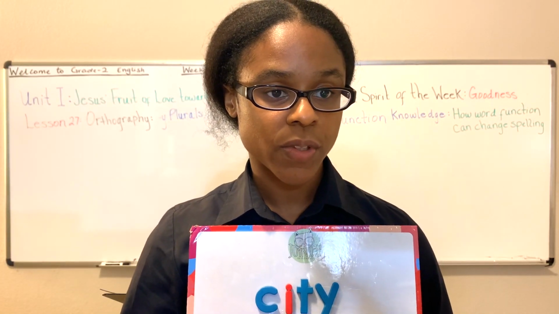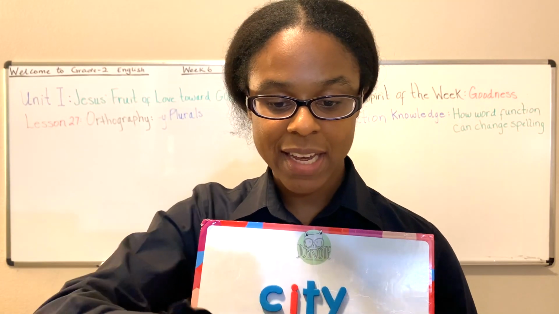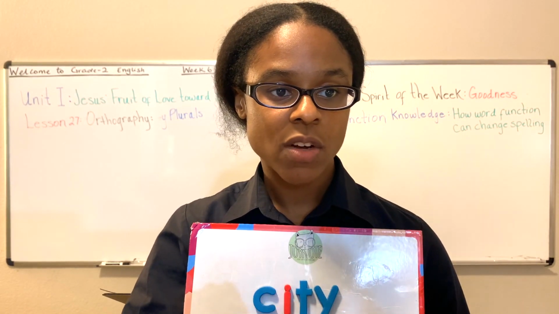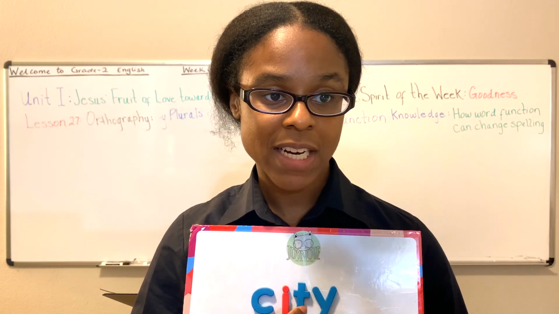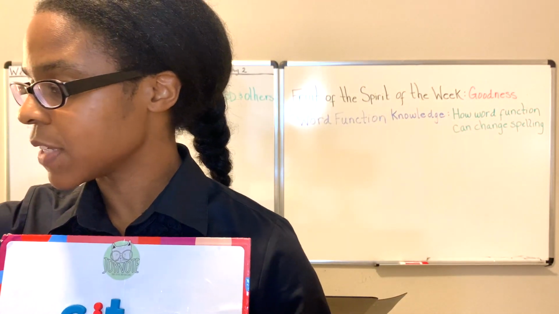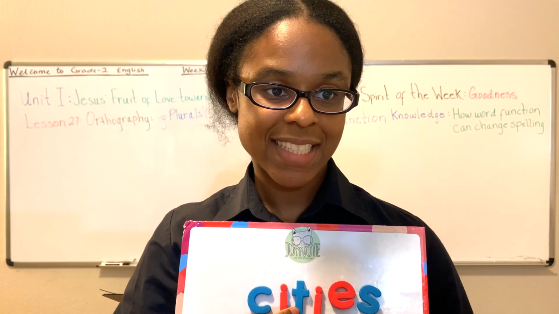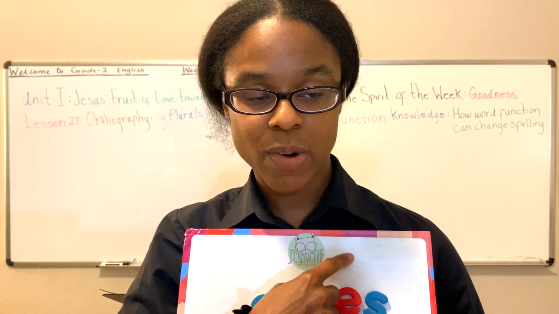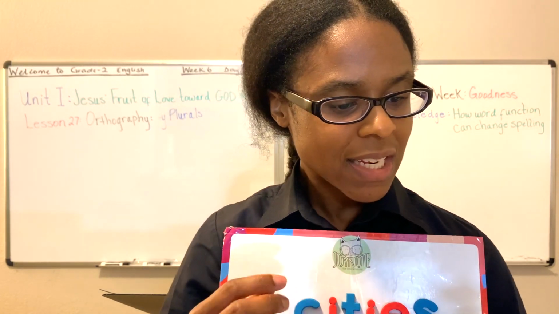If we have this word, city, C-I-T-Y, and we want to make it plural, what do we do? Do we add an S? Cities. I'm going to many cities today. No, this is incorrect. When the Y is preceded by a consonant, you need to drop the Y and add I-E-S. That is the correct spelling. C-I-T-I-E-S. Cities. I went to one city, C-I-T-Y. We went to many cities, C-I-T-I-E-S. Can you see that? Let's look at another example.